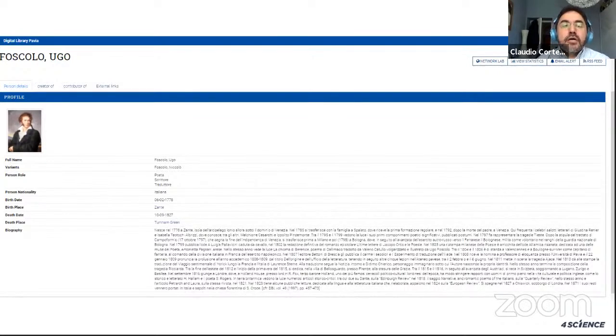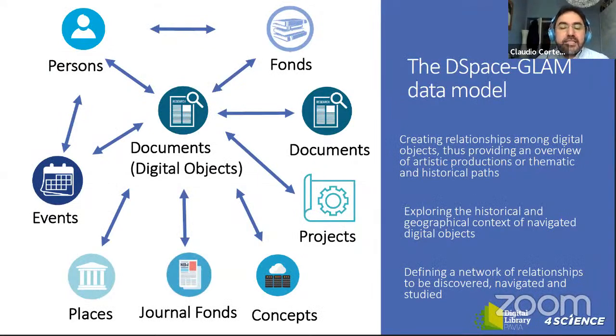And this is possible due to the DSpace GLAM extensible and configurable data model, which allows the librarians to relate digital objects with persons, events, places, concepts, projects, fonts, and so on, thus creating relationships among digital objects and providing an overview of artistic production or thematic and historical paths. The data model allows you, therefore, to explore the historical and geographical context of the digital objects and to define a network of relationships to be discovered, navigated, and studied.